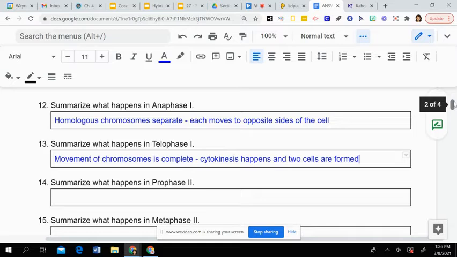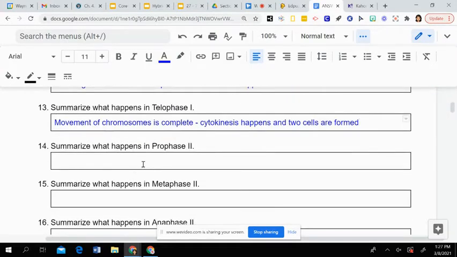Allie? These ones, I think I would have to check. Let me check here. Yes, they are haploid cells. Okay.